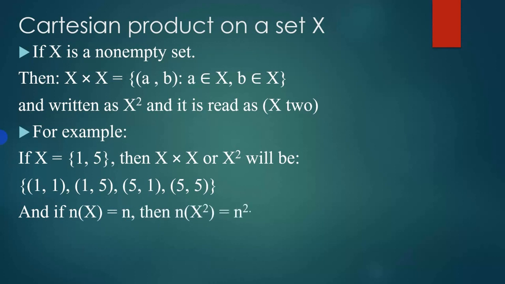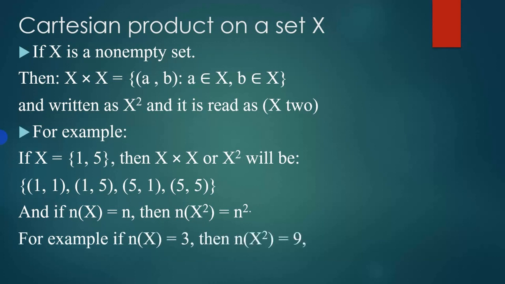Okay? If n(X) equals n, meaning that n represents the number of the elements of the set X, then n(X2), the number of elements of the Cartesian product X cross X, will be n squared. For example, if n(X) equals 3, then n(X2) equals 9, the square of 3. And if n(X2) equals 4, that means that n(X) equals 2. Okay?